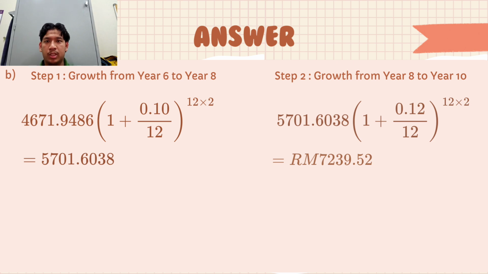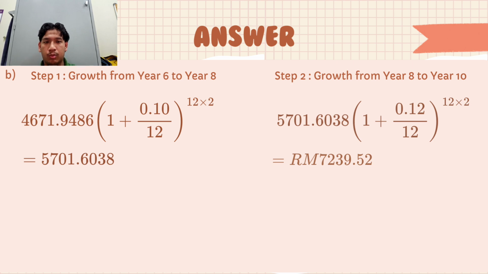So for question B, find the amount of the account in XYZ Finance at the end of the 10 years if XYZ Finance increases the savings rate to 12% compounded monthly for the last 2 years. So from ABC Finance, we get the half of the amount that Samantha withdrew and invested in XYZ Finance, which is 4671.9486. So we just use the compound interest formula of future value and substitute it for the first 2 years, which is from year 6 to year 8.